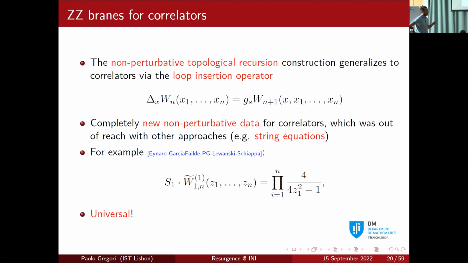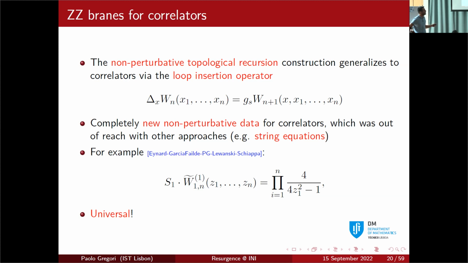Now, a very nice thing about this topological recursion technique is that it gives us for free, which is something that was not available before, non-perturbative data of correlators. Because in topological recursion, we have this operator called the loop insertion operator, which unfortunately looks a lot like an alien derivative, but it's not. I will not be using alien derivatives in this talk, so there will be no confusion.